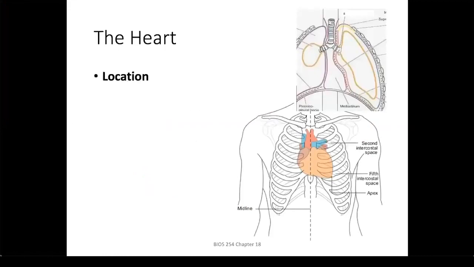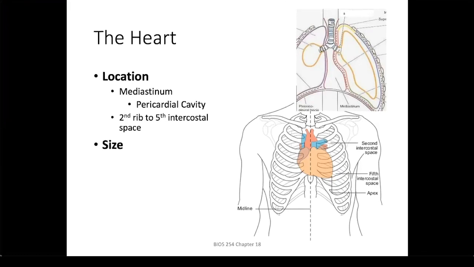The heart is located in the mediastinum, which is the area between the two pleural cavities that house the lungs. Within the mediastinum, there is a pericardial cavity, which houses the heart. The heart is located between the second rib and the fifth intercostal space. This is the space between the fifth and the sixth ribs.